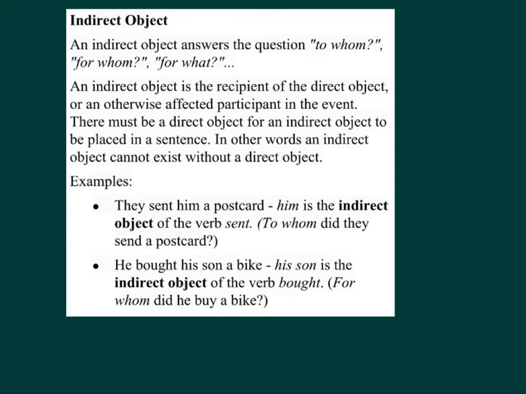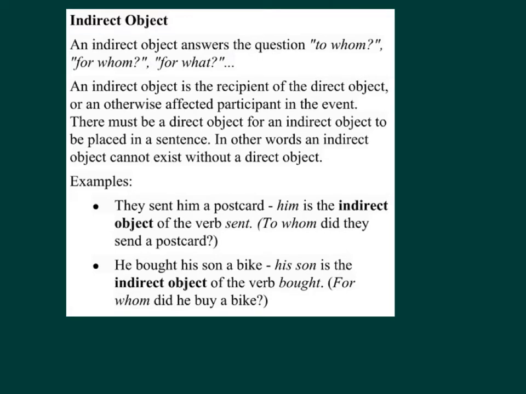Let us look at another type of object, indirect object. An indirect object answers the question to whom, for whom, or for what. An indirect object is the recipient of the direct object or an otherwise affected participant in the event. There must be a direct object for an indirect object to be placed in a sentence. In other words, an indirect object cannot exist without a direct object.